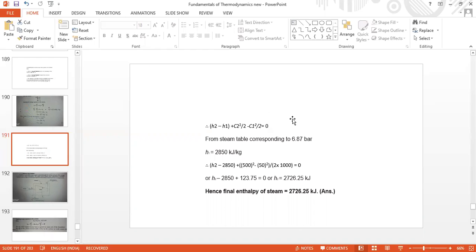So in that way, the meter square per second square is joule by kg, whereas the unit in the steam table is kilojoule per kg. That is why these H1 and H2 are to be substituted in joule per kg. That means, for example, this 2850 is substituted as 2850 into 10 cube. There is no need to incorporate this 1000 here. Understood?